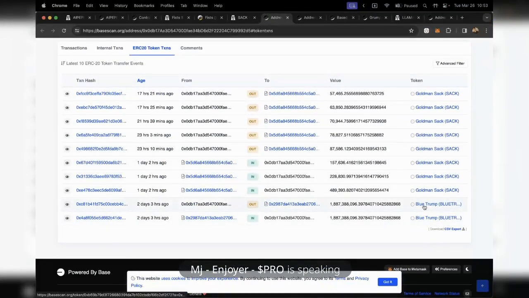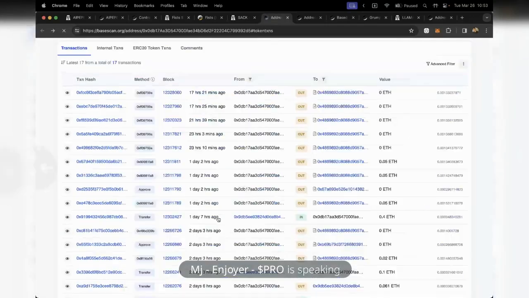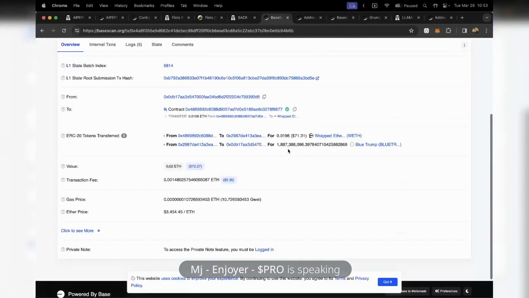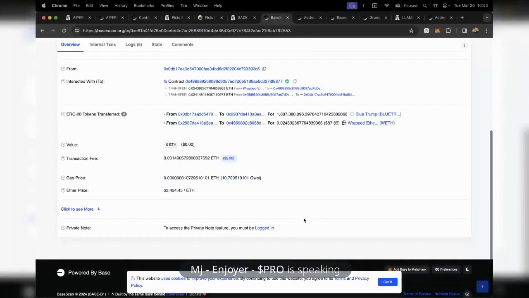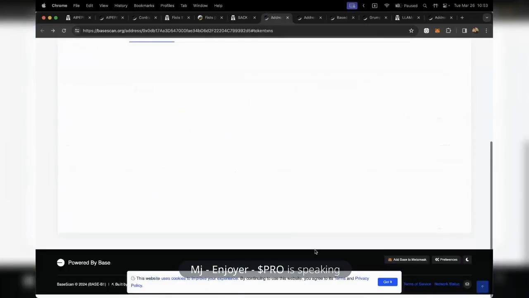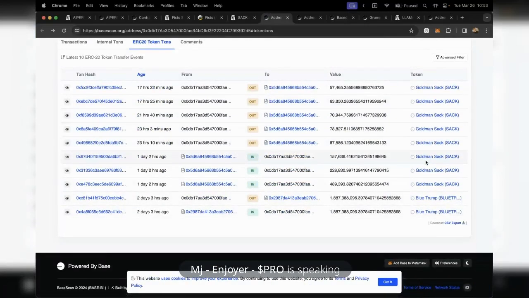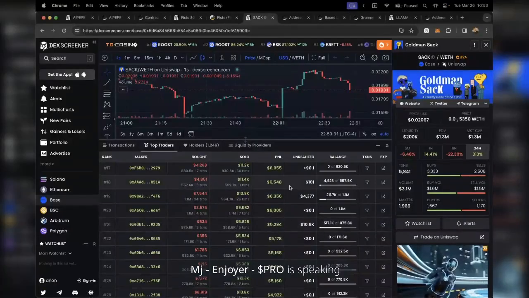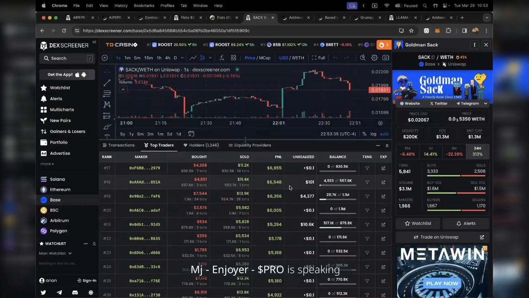He bought Blue Trump for, I hit the wrong button. Bought Blue Trump for $71. He sold it for 87. I guess he got out break even. Then he bought Goldman. So this guy doesn't have a long history of trading. He might have just gotten lucky on Goldman. So that might not be someone you want to copy trade. What you are looking for is someone who consistently has a history of trading well.